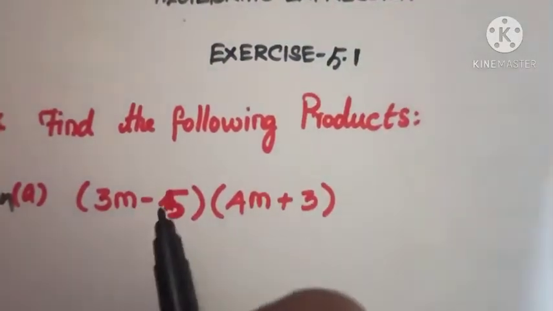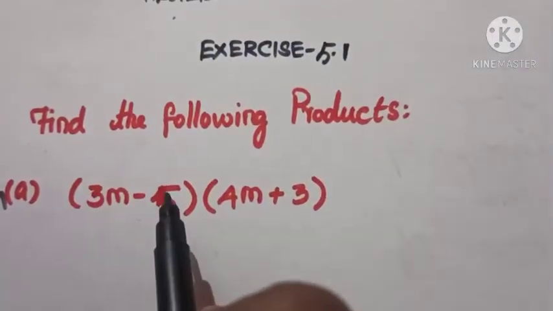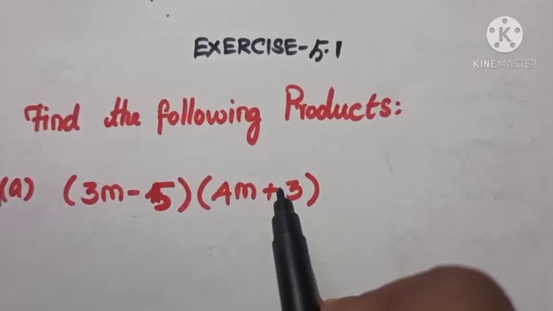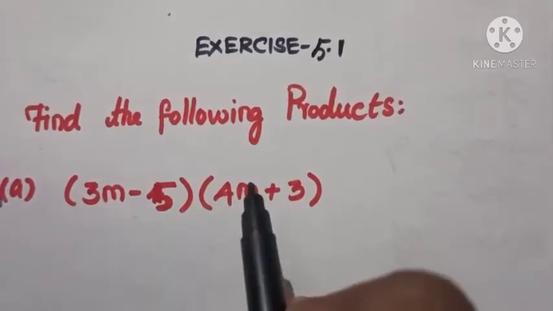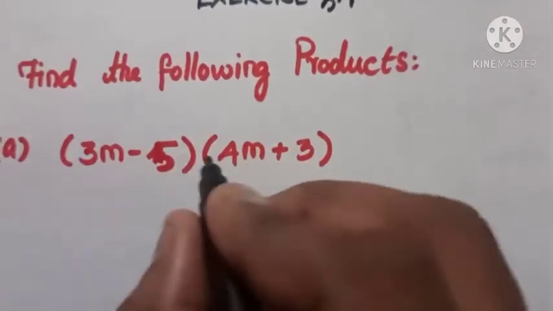So 3m minus 5, here you can see 2 terms are there. When 2 terms are present, we say it is a binomial. And 4m plus 3, 2 terms, this is also a binomial. So here we can learn how to find the product of binomials. So, a solution.